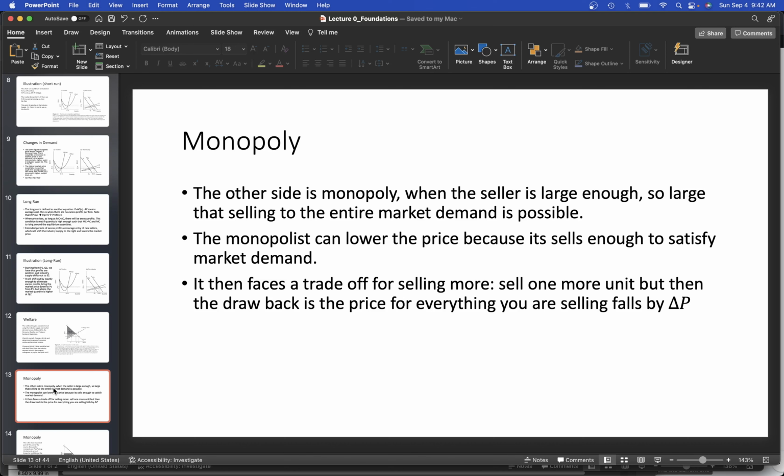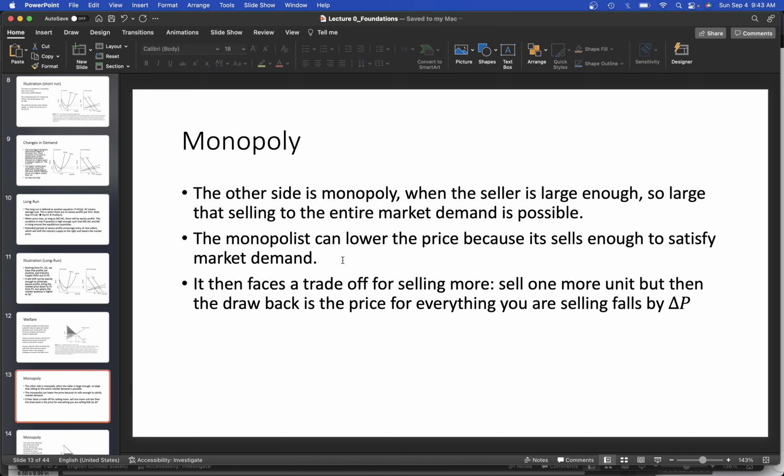All right. Or what monopoly is and what the differences between monopoly and perfect competition are. So here's the big difference. The other side versus perfect competition is monopoly, when the seller is so large that selling to the entire market demand is possible. The monopolist can lower the price because it sells enough to satisfy market demand.